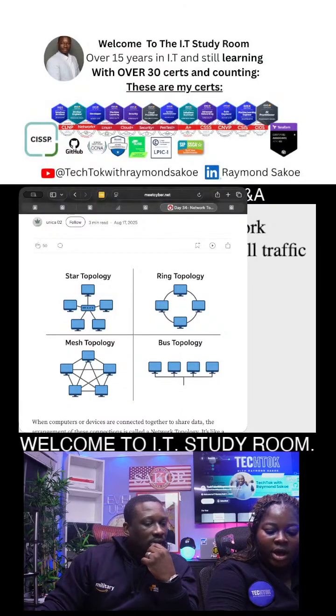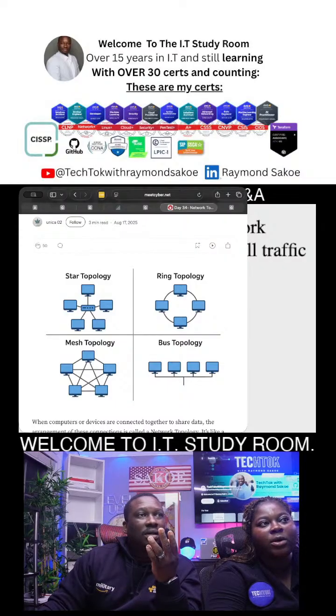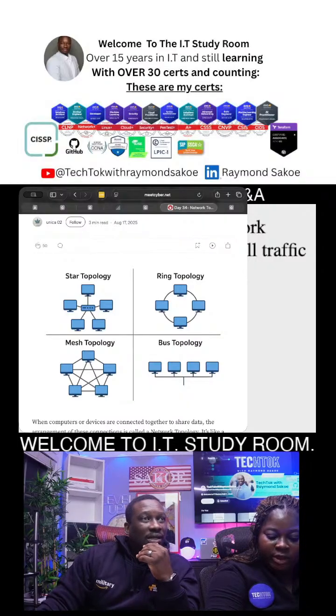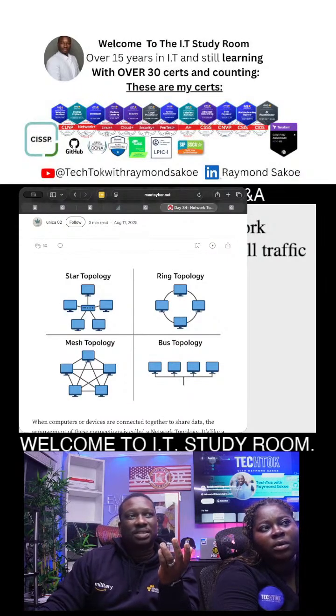Okay. DJ asks, can you show star bus topology? Right here. I mean, it is a combination. So this is the ring. This is how a ring is, right? And some characteristics of ring topology, right?